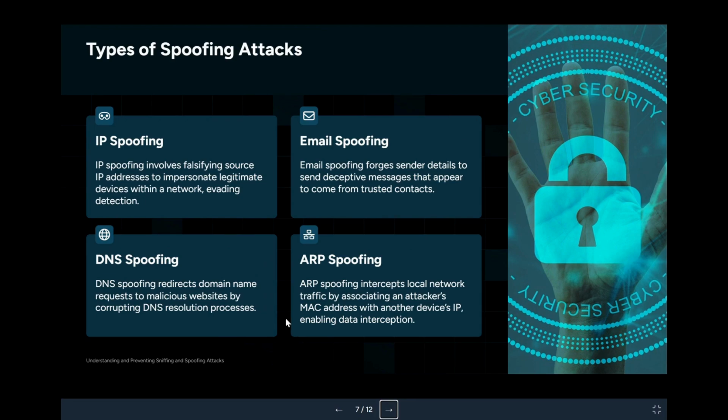Now, let's focus on the types of spoofing attacks. IP spoofing. Attackers falsify IP addresses to look like legitimate devices. Email spoofing. Fake emails that pretend to be from trusted organizations. Many phishing attacks use this. DNS spoofing. Users are redirected to fake websites instead of real ones. ARP spoofing. Attackers trick local networks so that data flows through them first. All these techniques exist to trick systems into trusting the attacker.